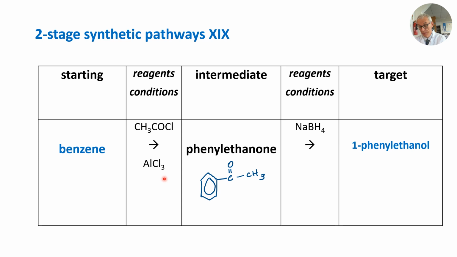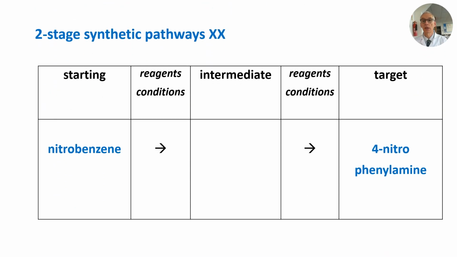Correct your work. And when you're ready, let's move on to number 20. So number 20, nitrobenzene to 4-nitrophenylamine. Now you have to think about the position of the further substitution here.